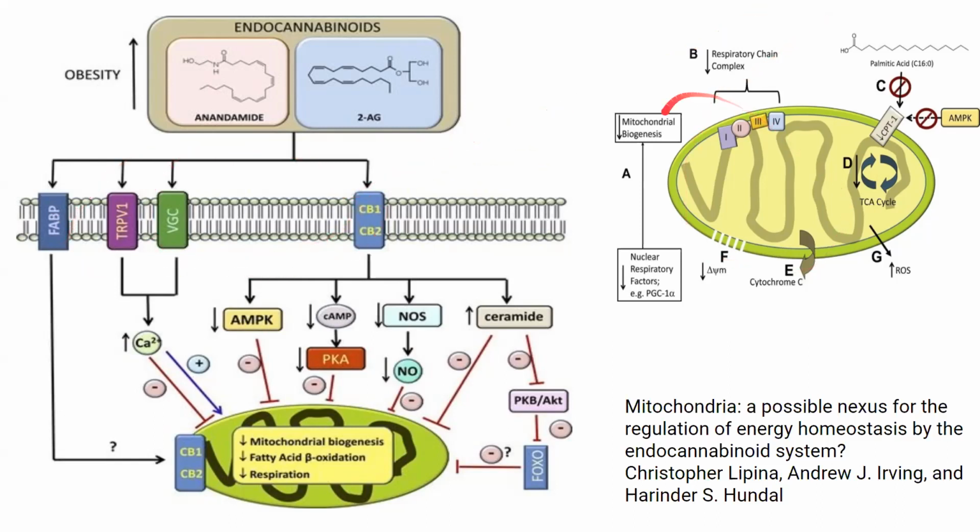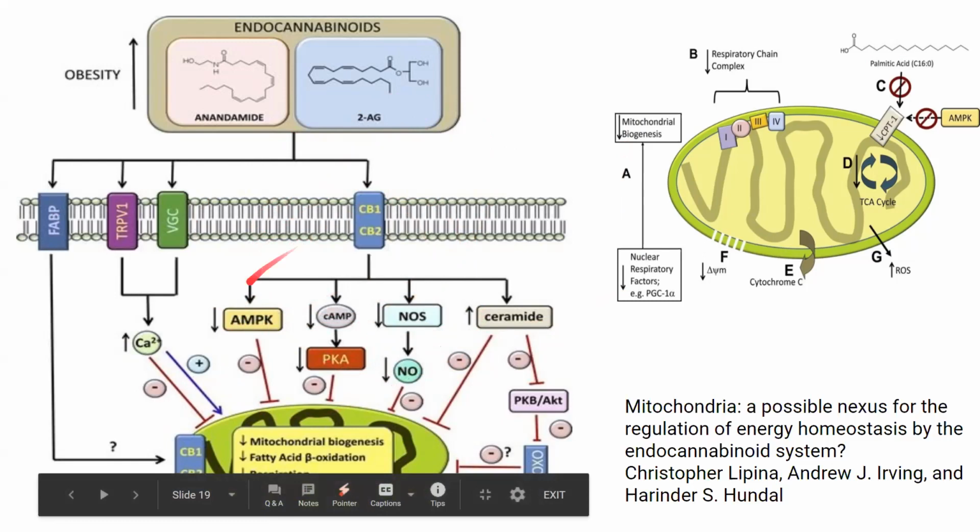And this is how the normal intake of fat causes this. The saturated fat, which is rich in palmitic acid, increases the triglyceride levels. These triglyceride levels decrease the mitochondrial biogenesis. They decrease the respiration of the mitochondria. I know this is a very complicated thing, but you should understand that this is how the endocannabinoid system works.